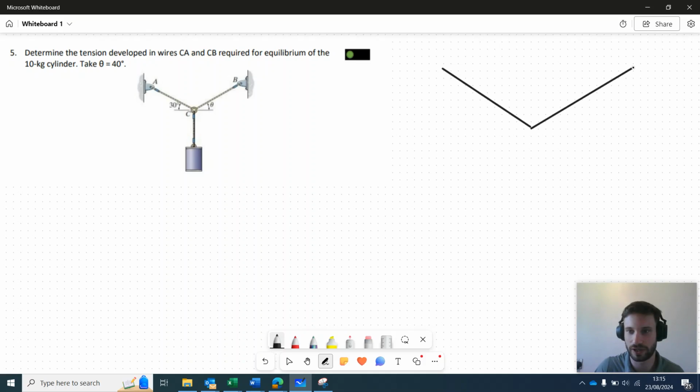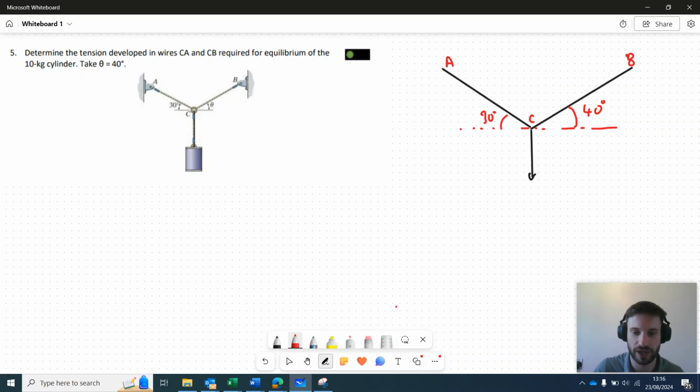So we've got this one here, and this one here, and this one here. Lovely stuff. Let's label up the geometry of this problem. So we can say that this angle here is 30 degrees, and theta equals 40, so this is 40 degrees. Let's label out my points as well: A, C, and B.